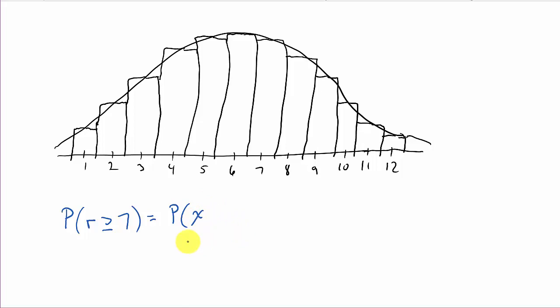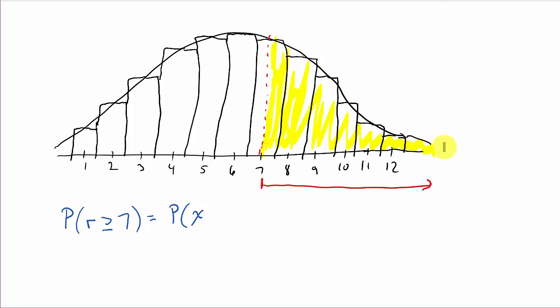If you look at this, r is greater than or equal to 7. There's 7 right there, and what we want is the area to the right. You see that we're taking in this part of the curve, but do you see this part here that we're leaving out? We've got to come back and take in this entire rectangle here.